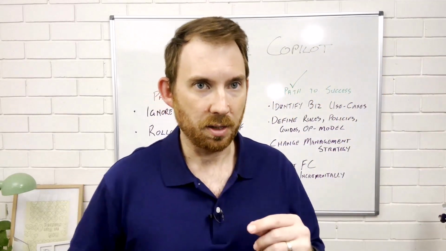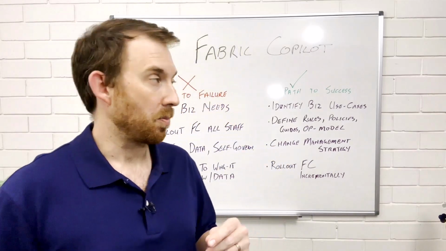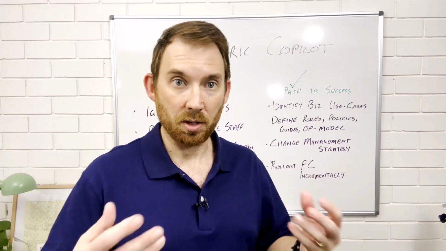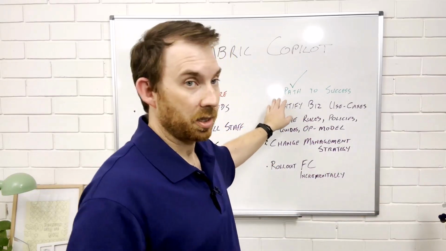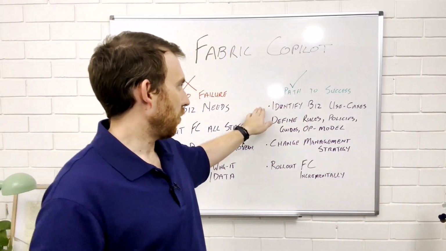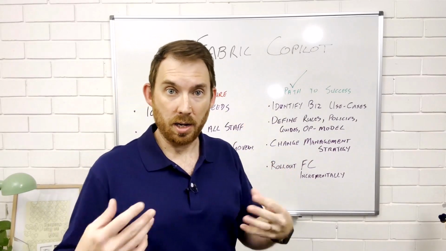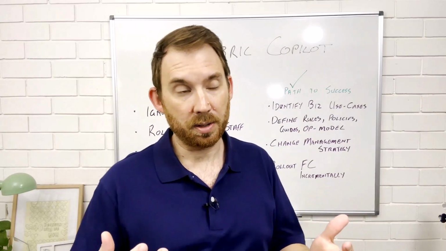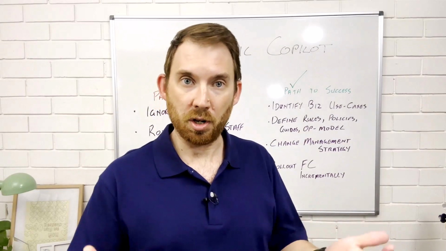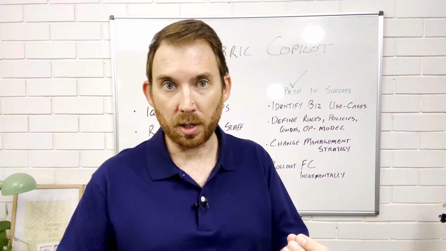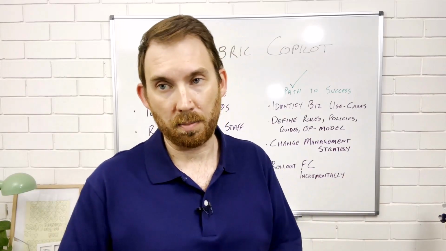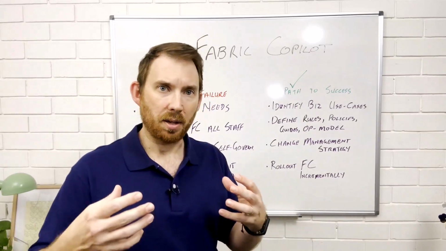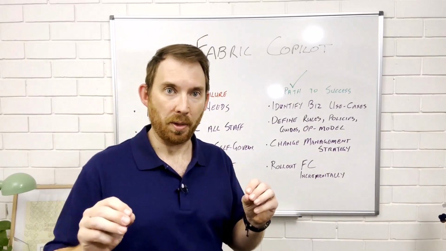So Dave in his talk had a couple of suggestions around how we might set ourselves up for a path to success. The first is identifying the business use cases. Where is Fabric Copilot going to be useful and make a lot of sense? Is it for your data engineering teams? Is it for your report developers? Is it for the end user consumers? Think about those personas and how something like Fabric Copilot could be useful for them.